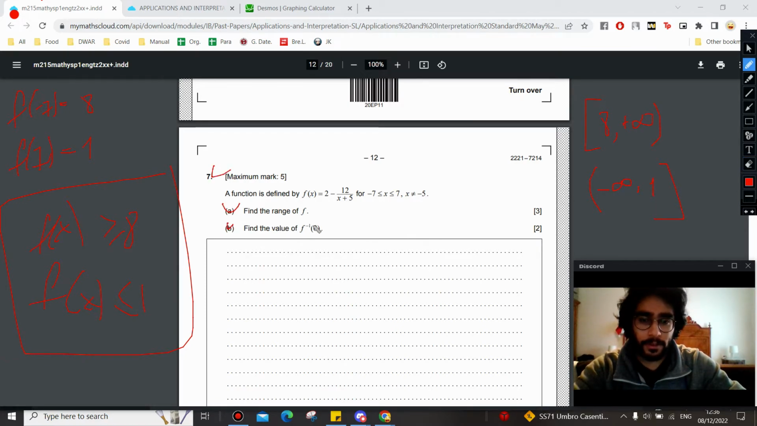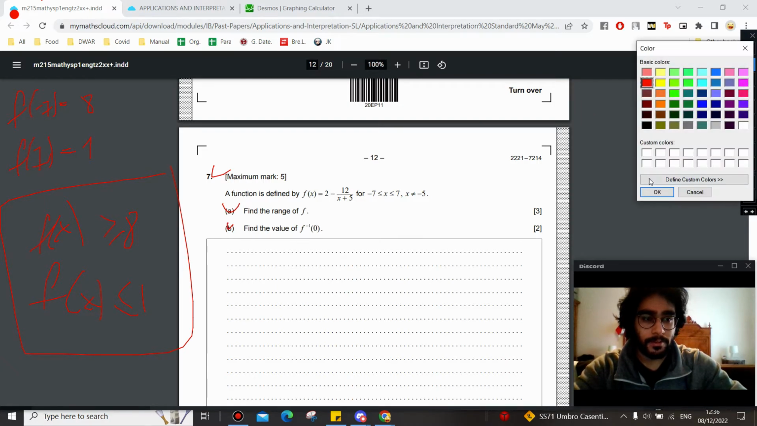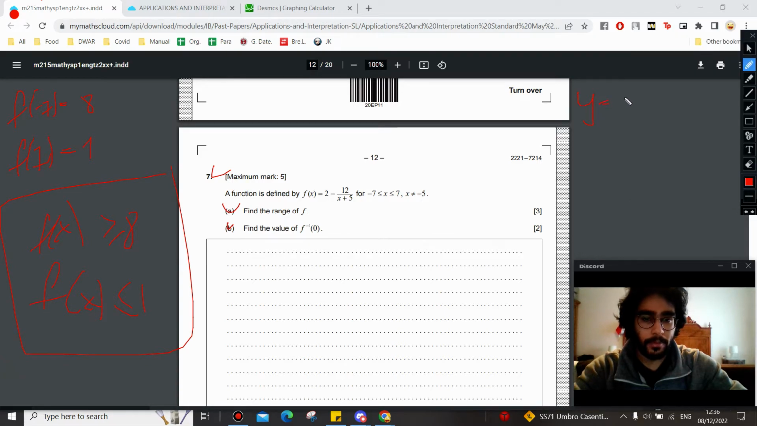Find the value of f inverse of 0. Well, let's find the f inverse first. That's one of the ways, of course. How do we do it? How do we find the inverse? I write f of x as if I am writing y equals to something. So I have 2 minus 12 divided by x plus 5. And now my goal is to leave x alone. How do I do it? I equate the denominators here first of all.